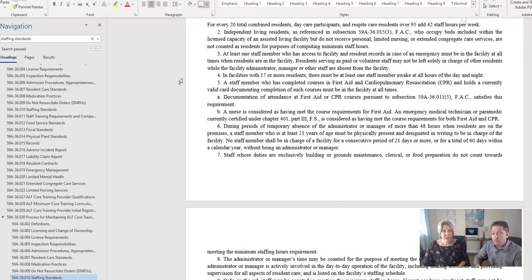At least one staff member who has access to the facility and resident records in case of an emergency must be in the facility at all times when residents are in the facility. Residents serving as paid or volunteer staff may not be left solely in charge of other residents while the facility administrator, manager, or other staff are absent from the facility.